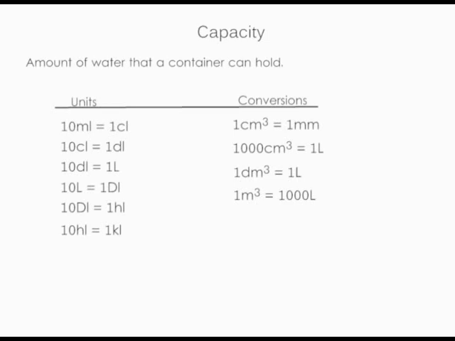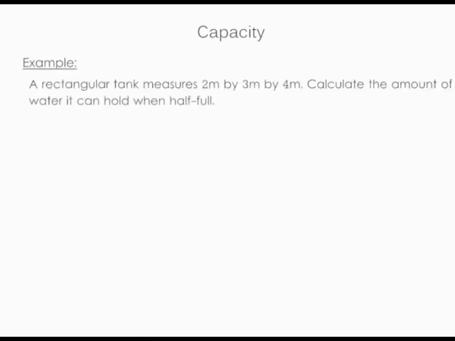Let's take an example. A rectangular tank measures 2 meters by 3 meters by 4 meters. Calculate the amount of water it can hold when half full. We calculate volume first. The total volume is 2 times 3 times 4, which is 24 cubic meters. Half of that volume is a half times 24, which gives us 12 cubic meters. Now we get the capacity.